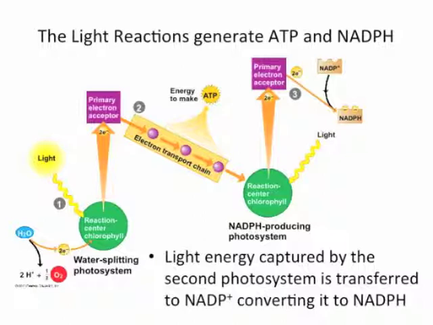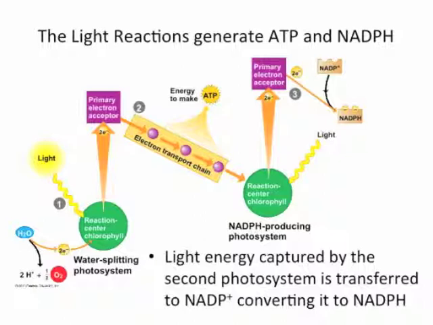And again, just like your first photosystem, this photosystem is going to need to replace its electron from somewhere. It's now lost an electron. So it's going to take it from the electron transport chain. So the electrons coming off the electron transport chain after they've been used to produce ATP will enter that second photosystem and be used to replace the lost electrons in the NADPH producing photosystem.